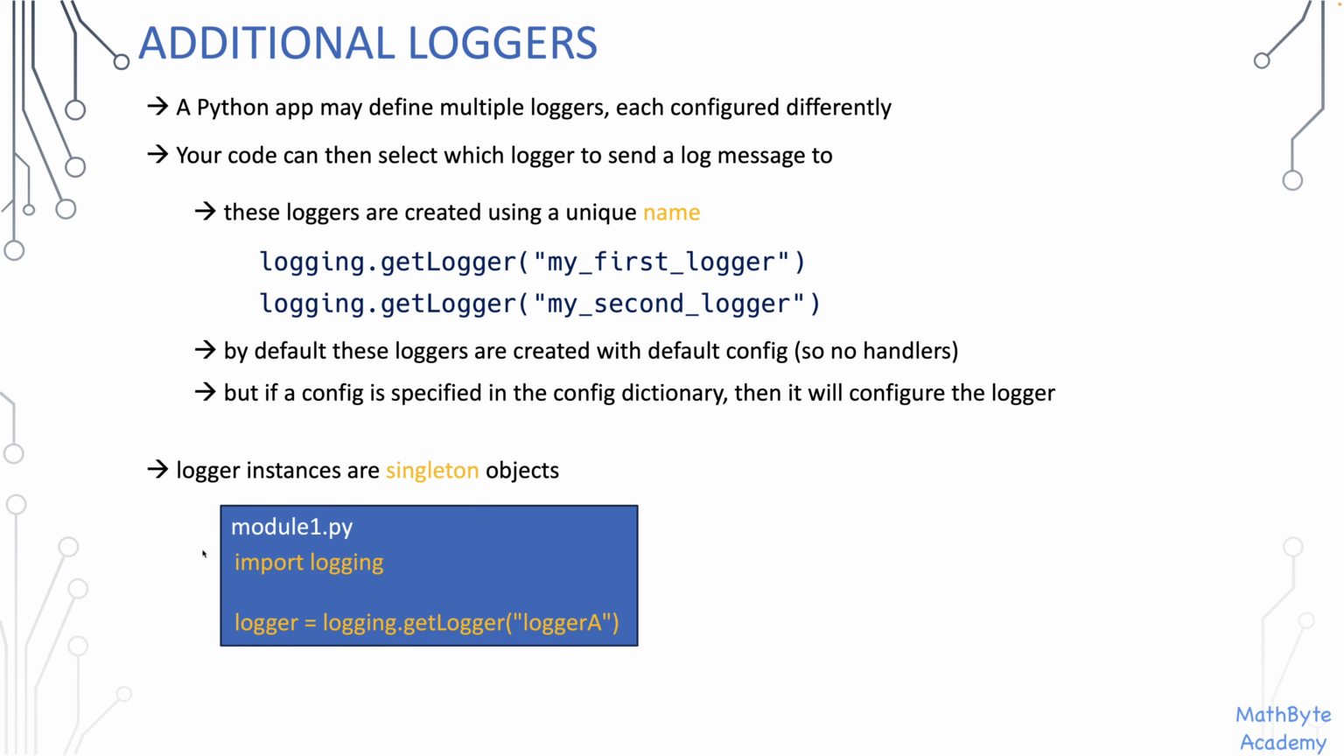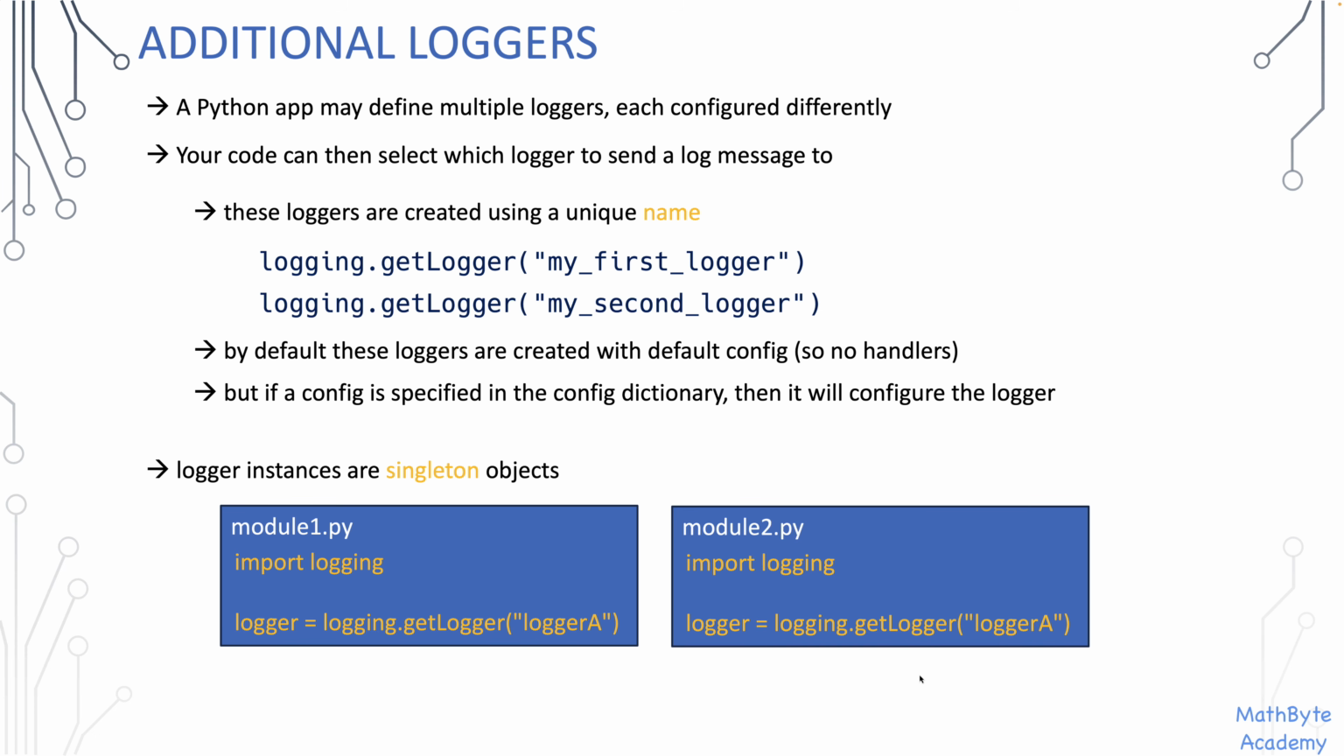So here's what I mean. In module 1, let's say, we import logging and then we create this logger called logger A. And then in module 2, we do exactly the same thing. We say logging.getLogger logger A. The name is the same, and because the name is the same, it is the exact same object. If you were to do an identity comparison between the two loggers, you would get true. So this logger is this logger would be true.